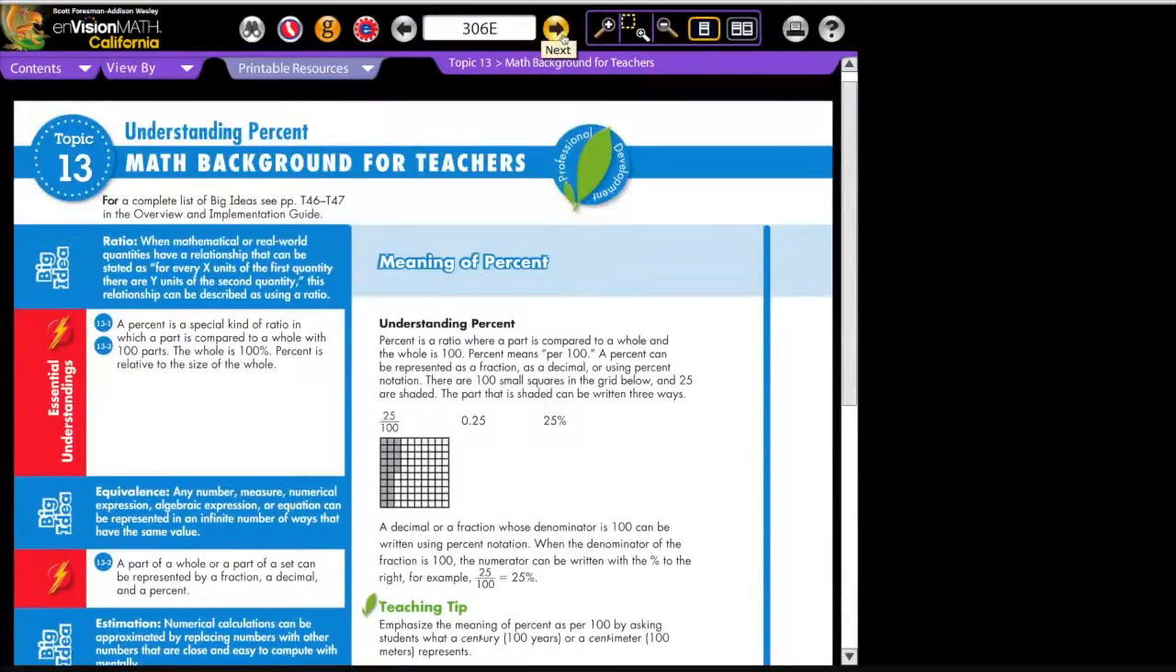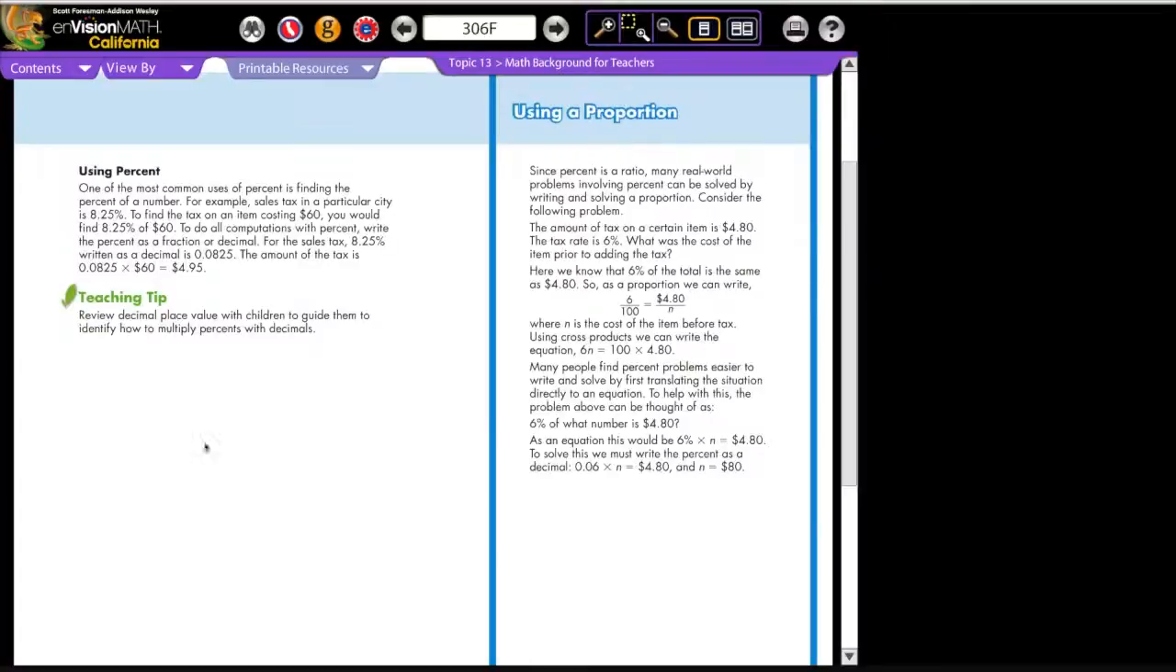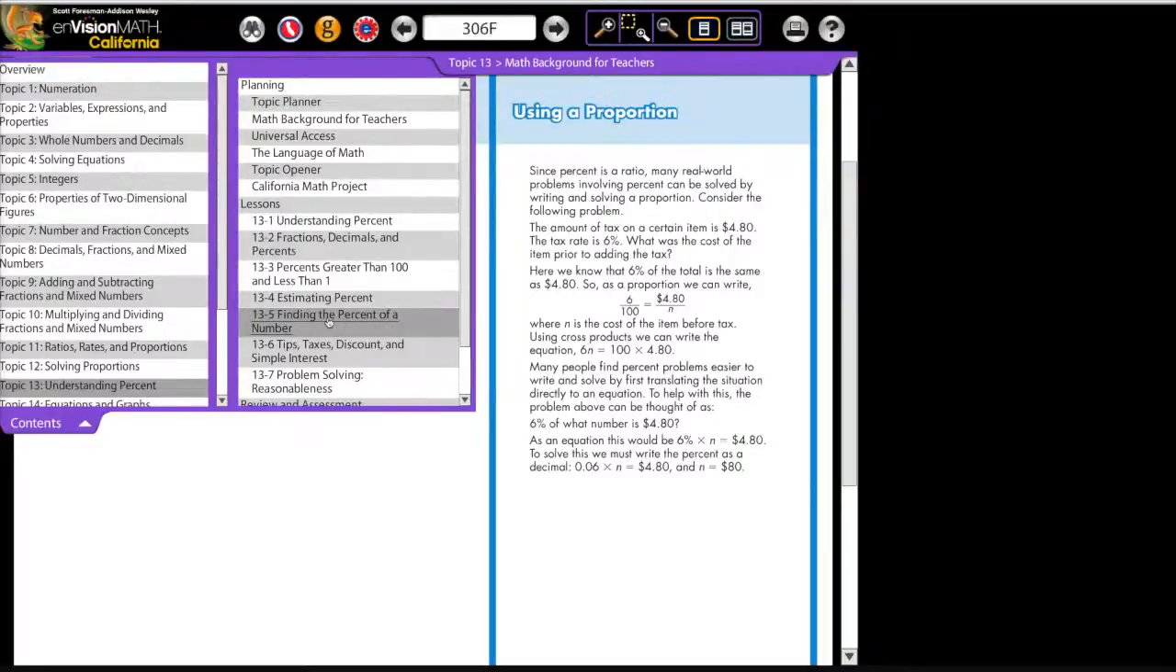So the math background for teachers, second page, we want to kind of look over here. This is what you're going to be working with this week. Using percents talks over here about using percent in taxes and tips. You definitely want to look at that and also do the review right here, the teaching tip, review decimal place value with students to guide them to identify how to multiply percents with decimals. And then the thing you're probably going to be focusing on for a majority of your week this week is using a proportion to solve something like the percent of a number. So a good idea to take a look at this, it gives you a really good example of using proportion to solve problems involving percent. Now let's take a look at 13.5 and 13.6.